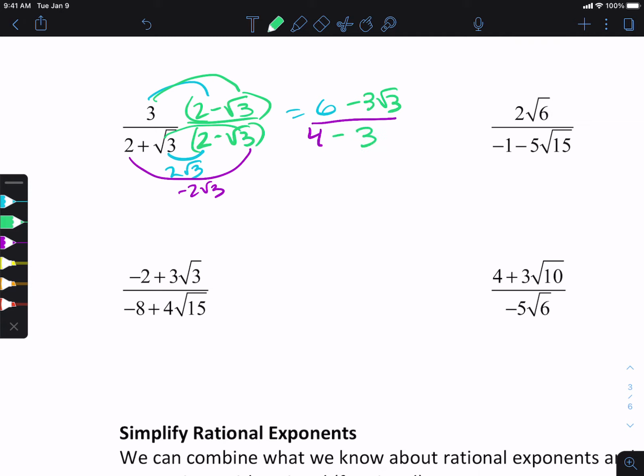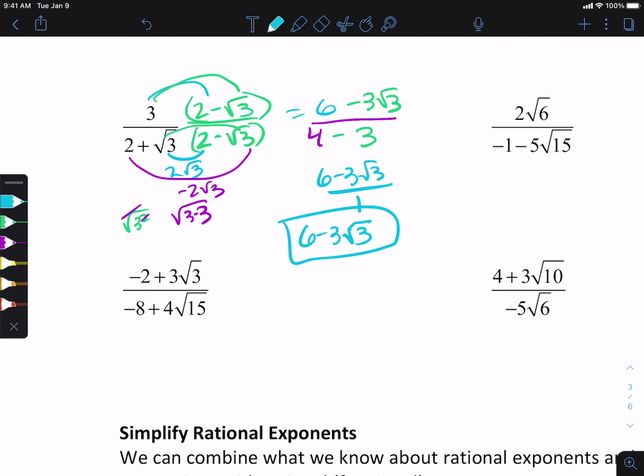Or you can be thinking that it's the square root of 3 squared, and the squared undoes the square root. Or you can think that it's the square root of 3 times 3. Or if the root times the root, it's the same thing underneath, it gets rid of the root. All of those are fine ways to be thinking about it. You still need to do positive times negative to get to negative. So then we can simplify our denominator. So 6 minus 3 root 3. 4 minus 3 is 1, which means it's really just 6 minus 3 root 3. So then this is our final answer.